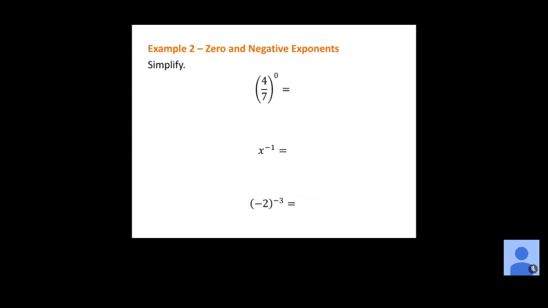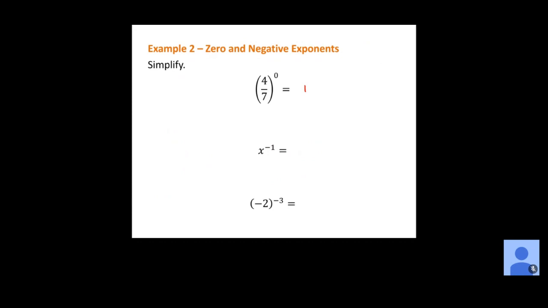All right, so now we've got 4/7 raised to the 0 power. So what is 4/7 to the 0 power going to be equal to? 1, right? So any real number raised to the 0 power should be 1. All right, let's look at the second one now.